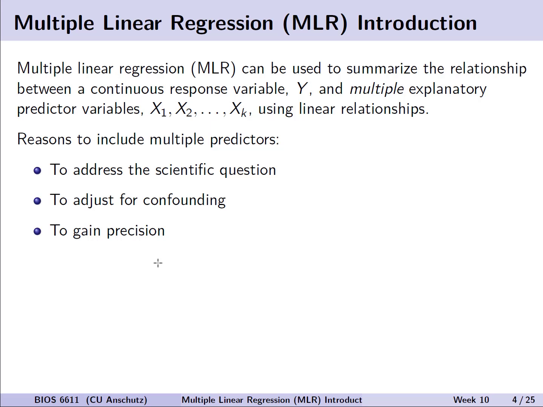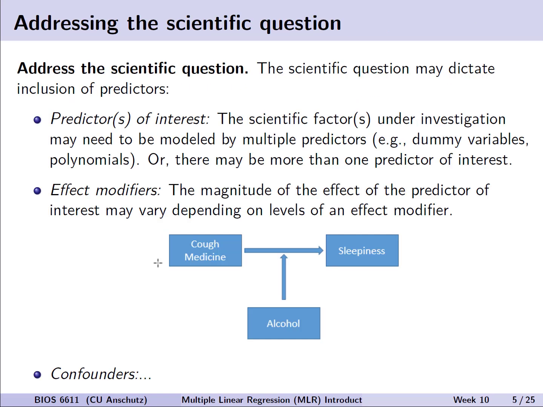For example, it may be needed to address the scientific question. We may have issues with potential confounding, which we'll discuss in more detail in a future lecture, or potentially to gain precision. So let's just touch each of those briefly before again addressing some of these in greater detail in future topics on their own.